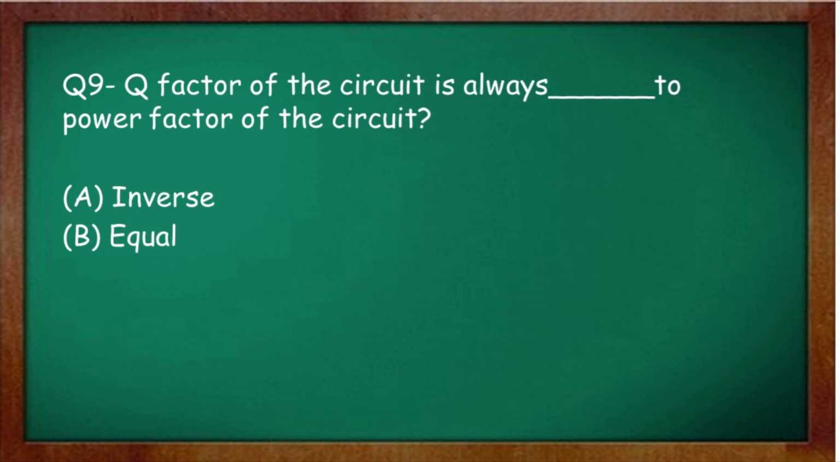Question 9. The Q factor of the circuit is always dash to the power factor of the circuit. Here the Q factor is always inverse to the power factor of the circuit. So the answer is option A, inverse.